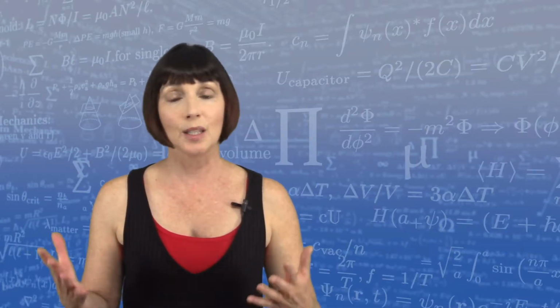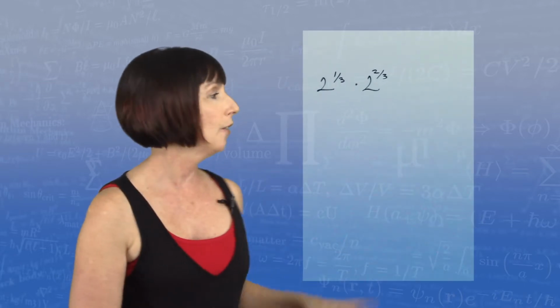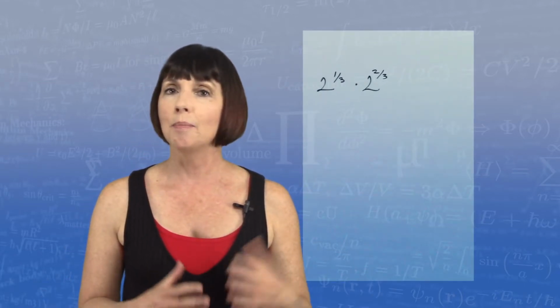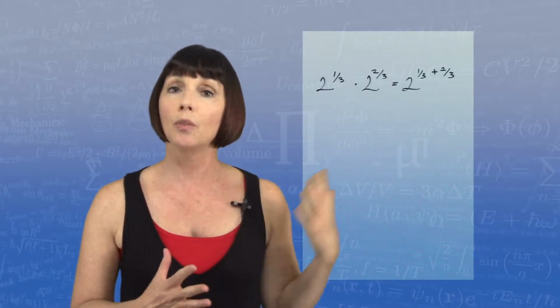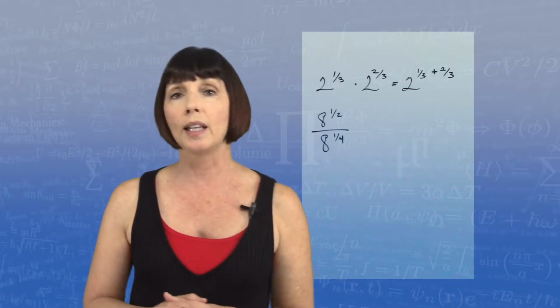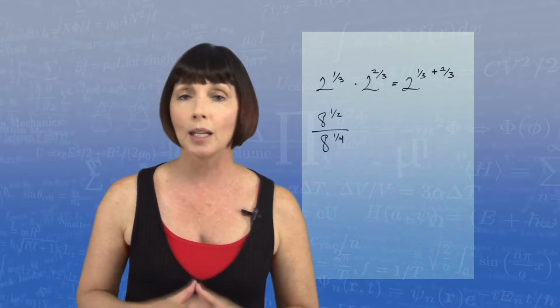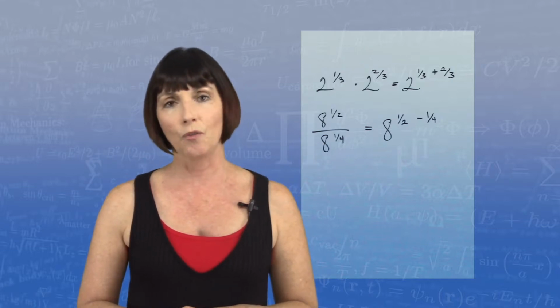All the properties that we use for integer exponents also apply to rational number exponents. So for example, if I have 2 to the power of 1/3 times 2 to the power of 2/3, I'm multiplying, so I add my exponents. That becomes 2 to the power of 1/3 plus 2/3. If I have 8 to the power of 1/2 divided by 8 to the power of 1/4, because I'm dividing, I subtract my exponents. So I get 8 to the power of 1/2 minus 1/4.